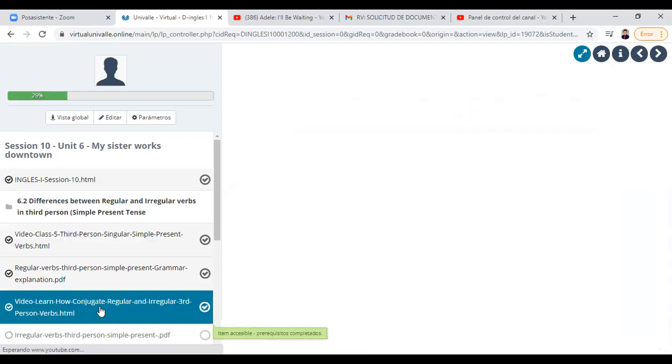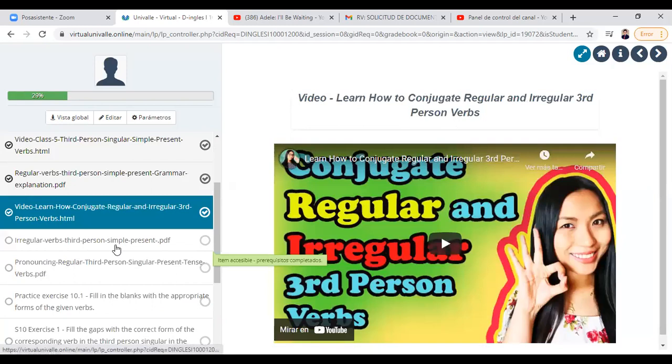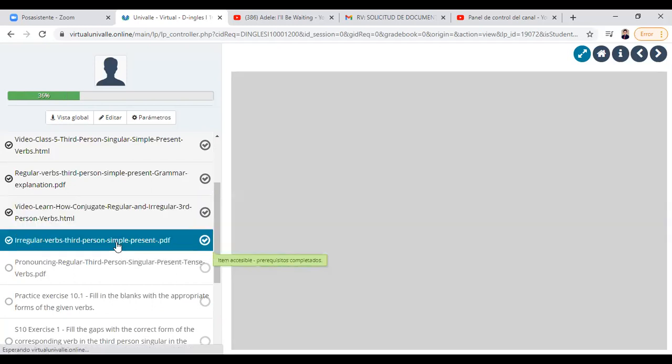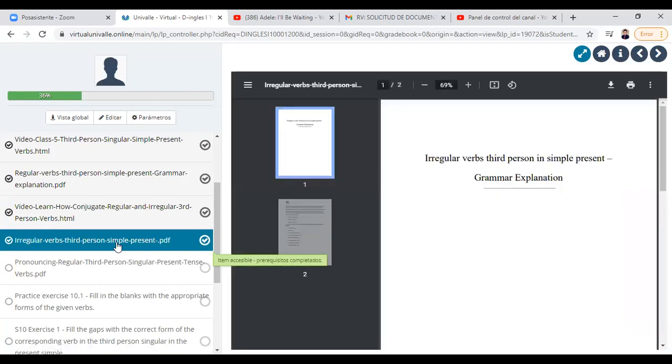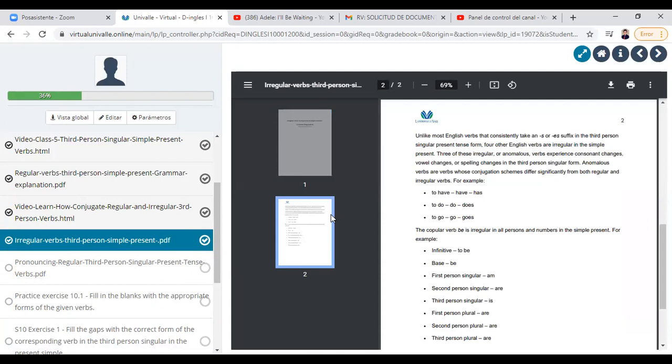Also in here, now we're going to learn about the regular verbs in the third person simple present, okay? Unlike most English verbs that consistently take an S or ES suffix in the third person singular present tense form, four other English verbs are irregular in the simple present.